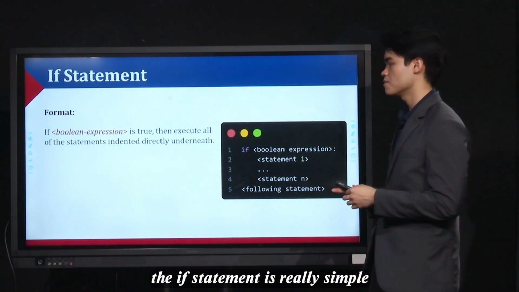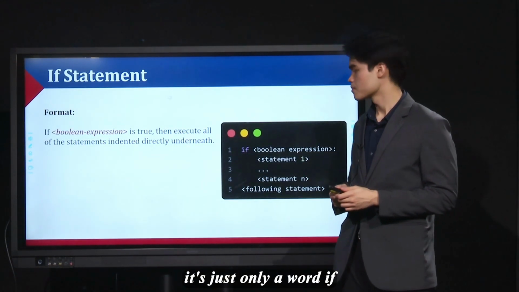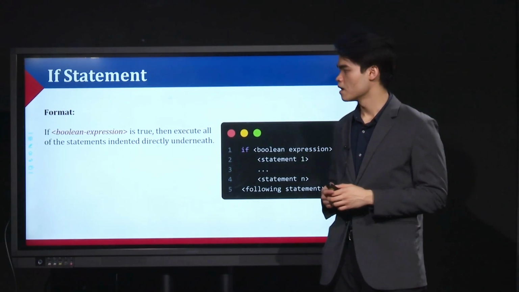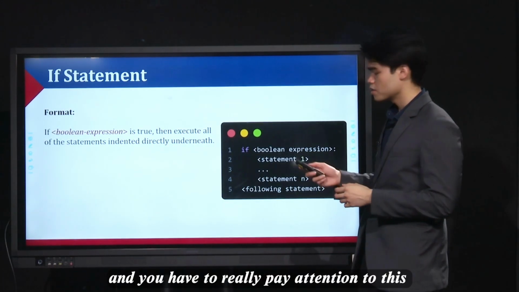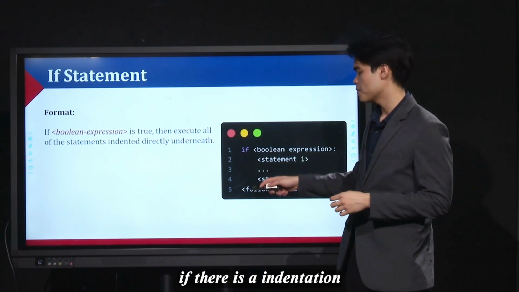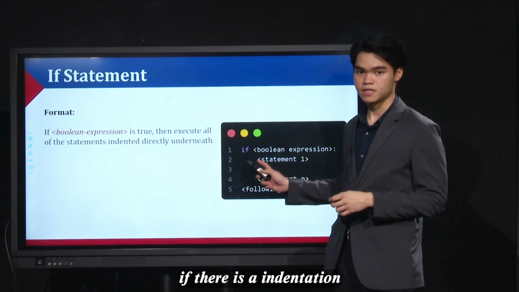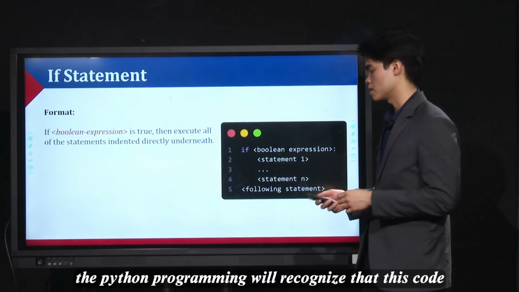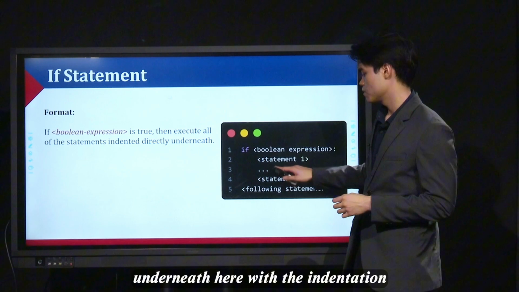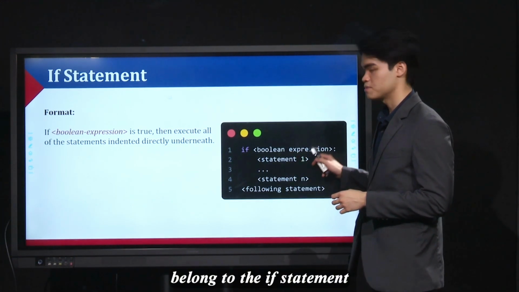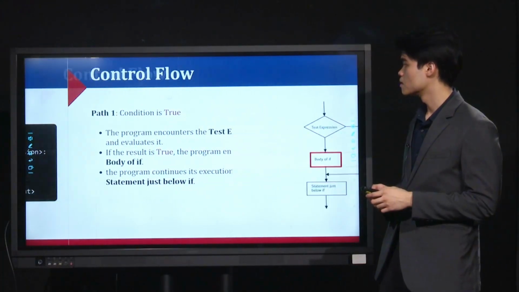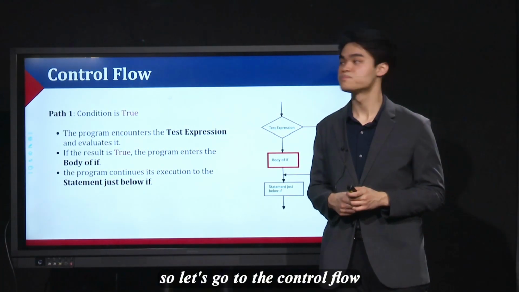The if statement is really simple. It's just one word, if, followed by a Boolean expression, and you have to really pay attention to the indentation right here. If there is an indentation, Python will recognize that the code underneath with the indentation belongs to the if statement. Otherwise, it will not recognize it. So let's go to the control flow.